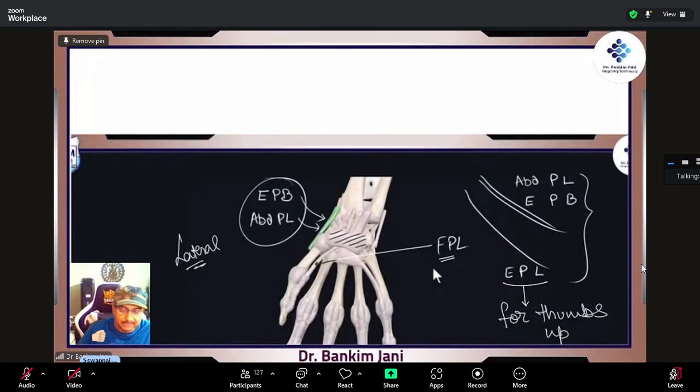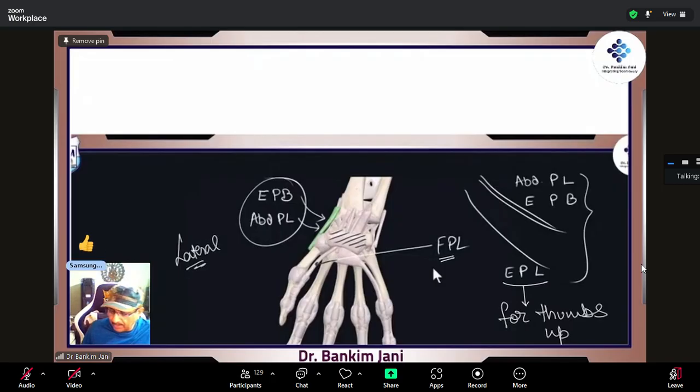Say for thumbs up, we have got extensor pollicis longus, because this is our palm. When we say flexion, extension, abduction and adduction, everything is rotated at 90 degrees for the thumb. Obviously, this is flexion, but here this is flexion, because the thumb is rotated at 90 degrees. This is how it makes us different from monkeys, from Cro-Magnon, Neanderthal. So this is the difference, 90-degree rotation.